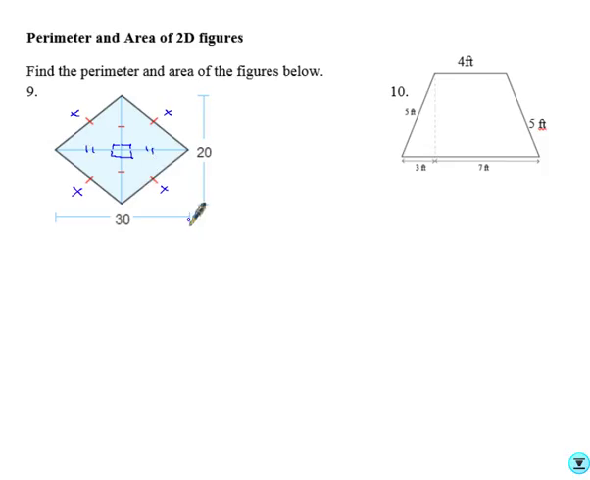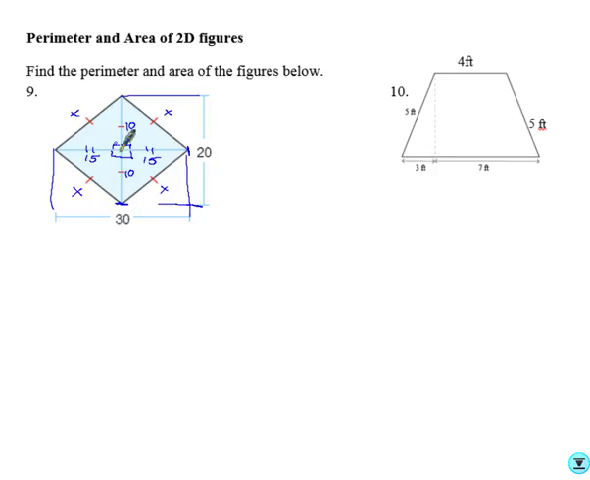And so we're told that this diagonal is 30 units long, and so half of that would be 15, and so each of these pieces here is 15. We're also told that this diagonal from here to here is 20 units, so half of that is 10. And so now we're working with a little bit of a right triangle here.